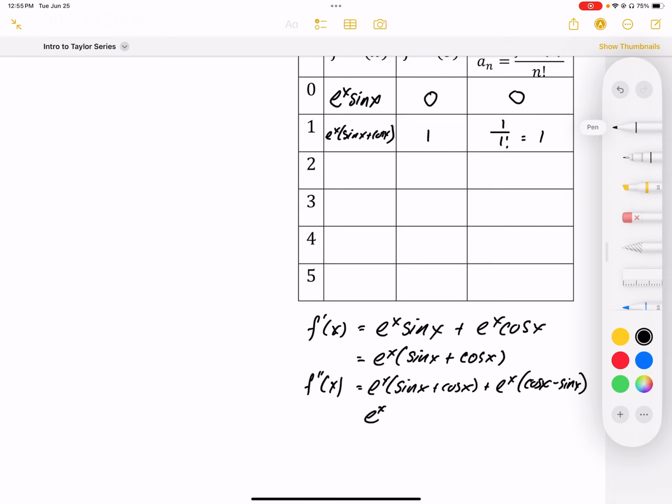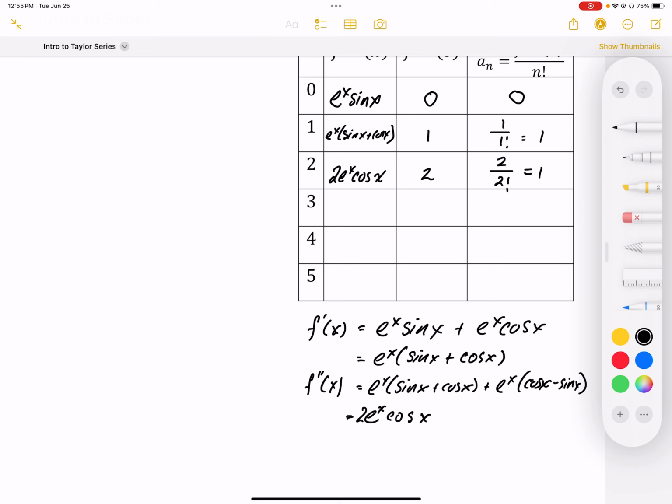So I'm going to write this as 2 cosine x. Okay, so we get 2e to the x cosine of x. Evaluated at 0, where cosine is equal to 1, so we're going to end up with 2, and this becomes 2 over 2 factorial. And that becomes 1.